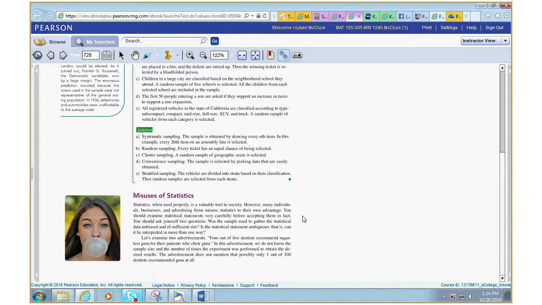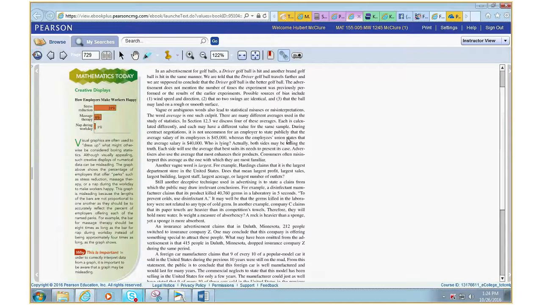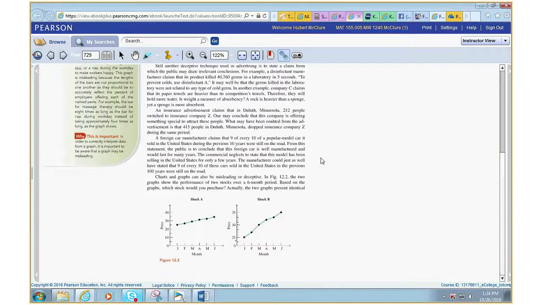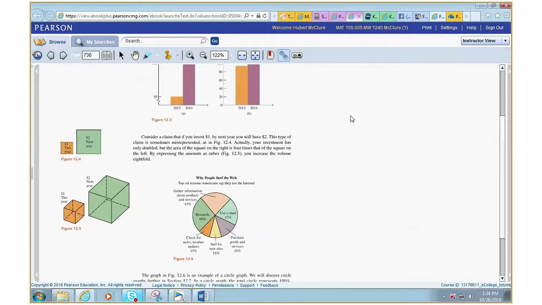Here's misuses. Let's see what their misuses are. Okay, here's one. Right here, look at this. Here's two examples of pictographs. They're either two-dimensional or three-dimensional. Now, somebody tell me what's wrong with these pictures.